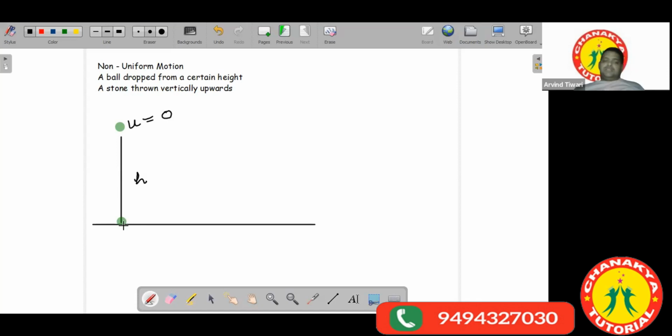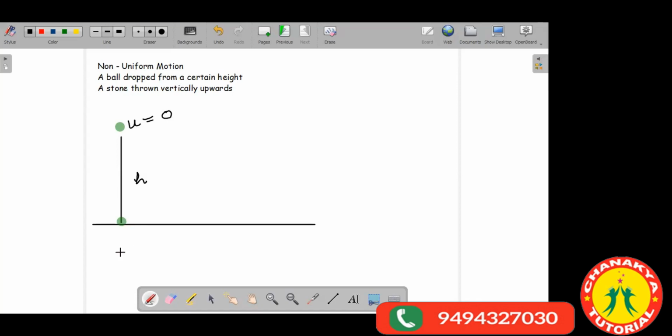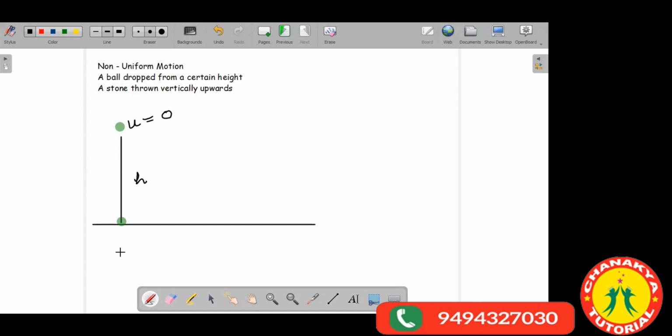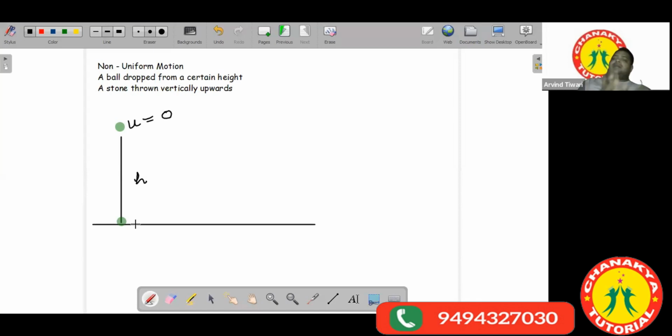Sir, won't the ball be at constant speed while it's falling down? No, when it is in your hand, its speed is zero. When you drop it, as the ball comes down, its speed increases. Okay, sir. So when it hits the ground, the ball has the highest speed. So the speed of the ball changes here. So it is an example of non-uniform motion.